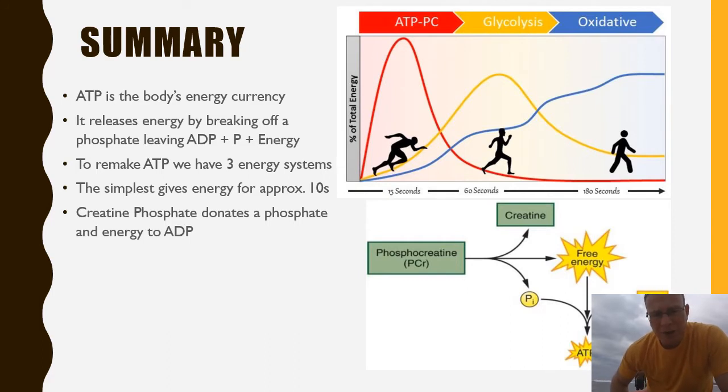So we're going to look at the other two systems. In this picture, I think the important thing to show is that the systems work side by side, in conjunction with each other. It's not like we use the ATP PC system, then the glycolysis system, and then the oxidative system. They're always functioning at different stages to help each other out. So I'm going to start that section right now.